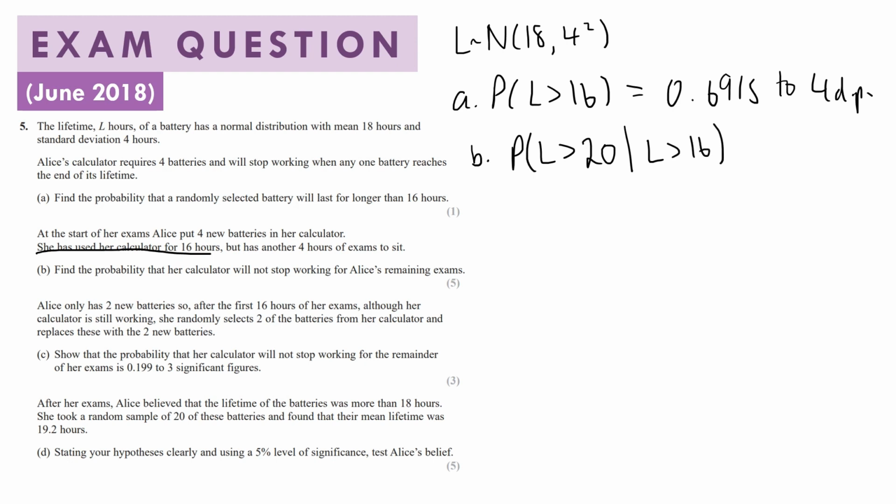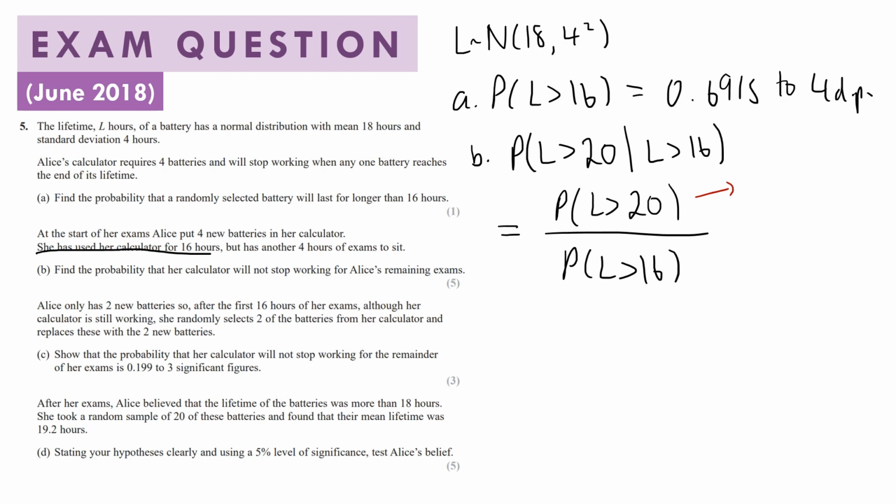And using our conditional probability formula from chapter 2, this is equal to the probability of L being greater than 20 and L being greater than 16, or just L being greater than 20, because if it's greater than 20, then it will be greater than 16 too, over the probability that L is greater than 16. So, finding the probability that L is greater than 20, using your calculator again, just swapping out the lower value from 16 to 20, gives us 0.3085 to 4 decimal places.